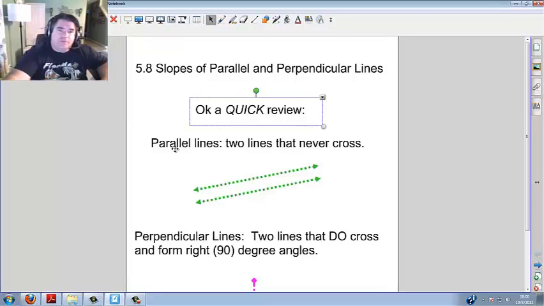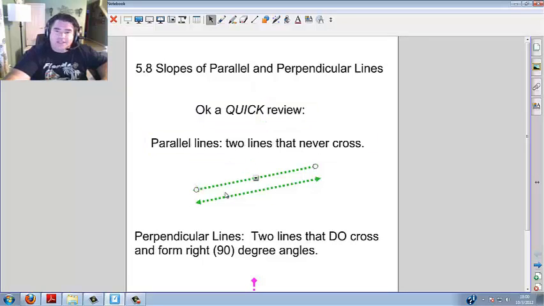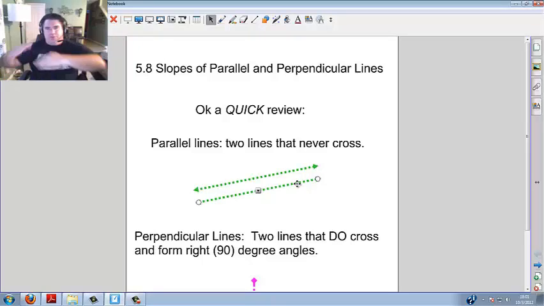So here's a quick review. Parallel lines are two lines that never cross. If you notice, these lines here are going in the same direction, but they're evenly spaced from way over here to way over here, so they're never going to cross. But they'll always keep that gap, no matter how far they stretch.